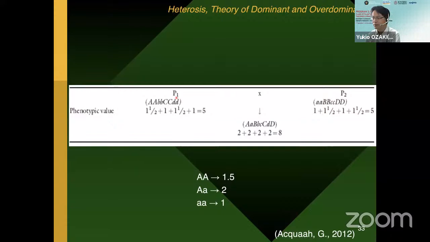Then one parent is AA, bb, CC, dd, with values 1.5, 1, 1.5, 1, which equals 5. The other parent is aa, BB, cc, DD, with values 1 + 1.5 + 1 + 1.5, which equals 5. Then all the loci are heterozygous: Aa, Bb, Cc, Dd. Then the values are 2 + 2 + 2 + 2 = 8.